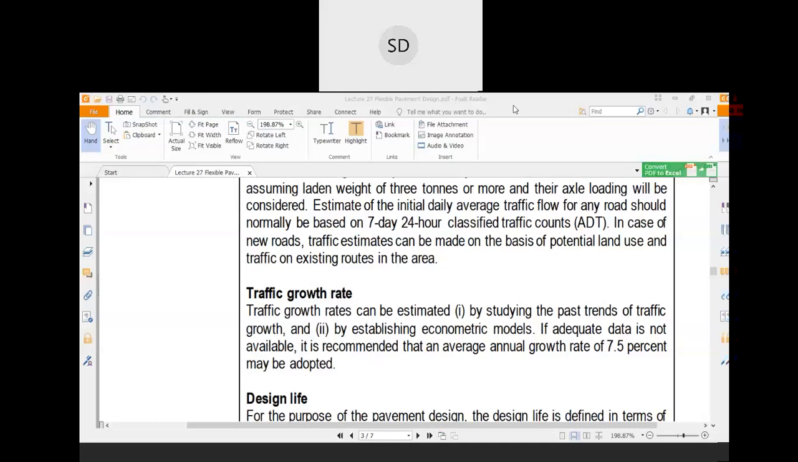Okay, so for this design of the flexible pavement, you will not consider any type of vehicles whose weight is lesser than 3 tons.